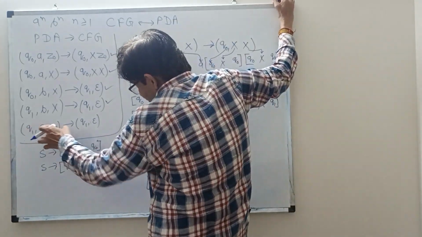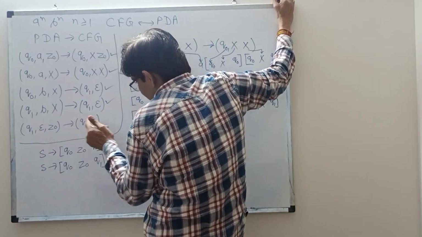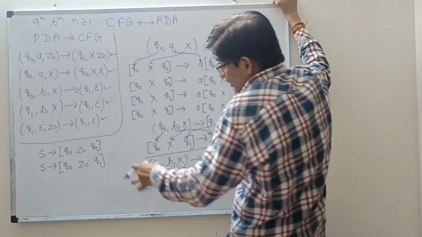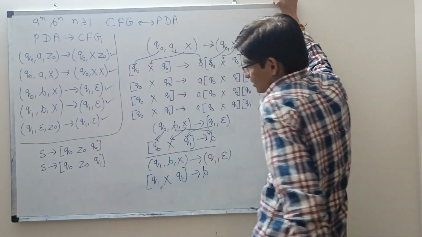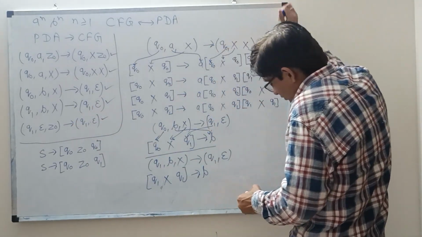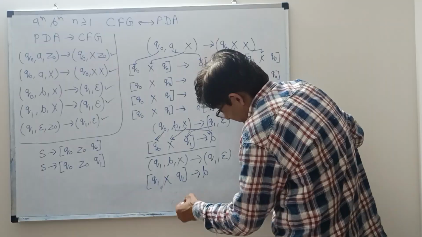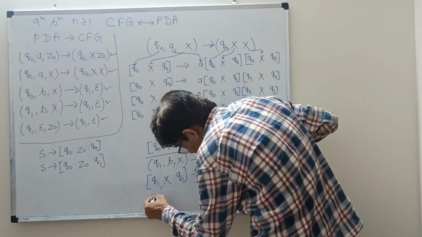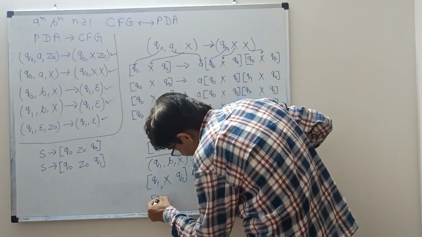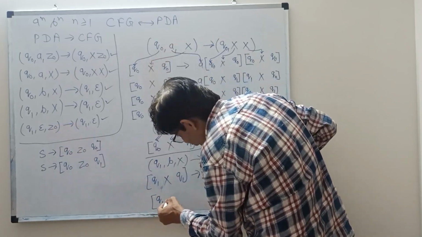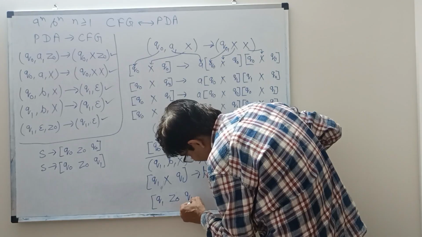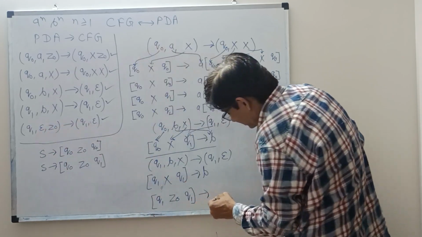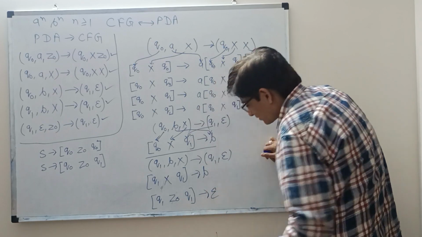Now, corresponding to this particular transition rule, I will create the production. So I'm directly writing the production rule. It will have Q1, then Z0, then Q1, and this will be coming at the right hand side, so it gives us epsilon.